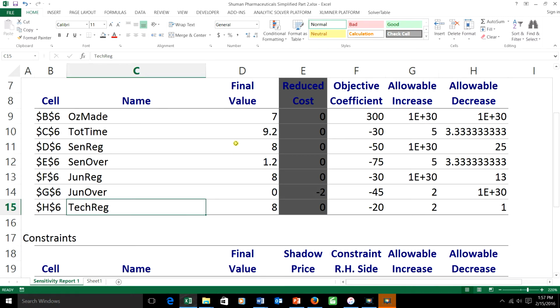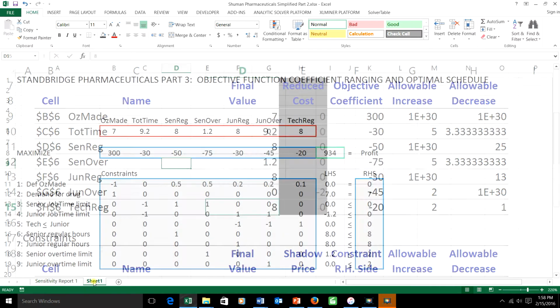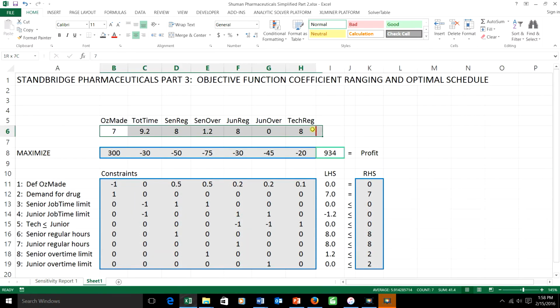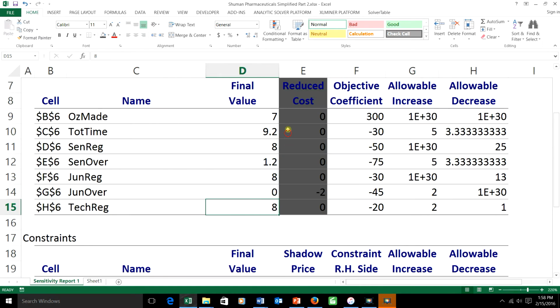All right, the numbers in the final value column are telling us the actual optimal values of these variables. So right now we're making 7 ounces of tachyon, the pharmaceutical. We're using 9.2 hours to do it. The senior faculty is working 8 hours of regular time and 1.2 hours of overtime. The junior faculty is working 8 hours of regular time only, and the tech also works 8 hours. These are the same numbers that we saw in the decision variable cells here. These numbers here, 7, 9.28, and so on, are echoed right here, 7, 9.28, and so on.